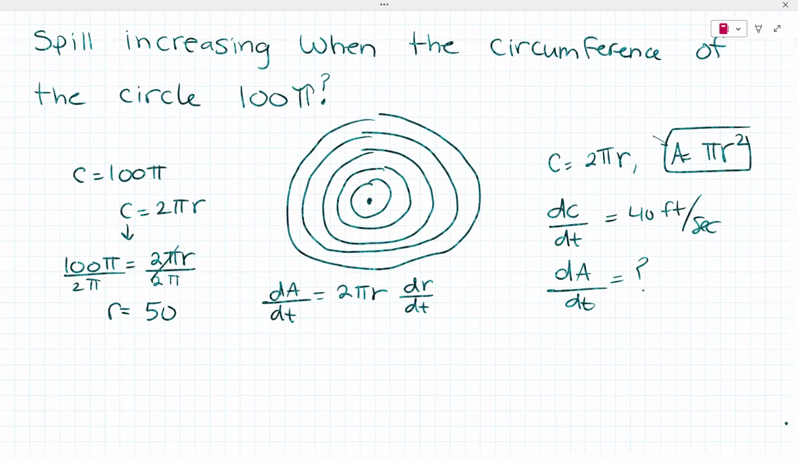Wait, do we have any of those? I don't think we have any of those, right? Yeah, actually, we do. I believe we have, oh wait, no, we don't. So yeah, we've got to find dA/dt. We also have to find dr/dt.